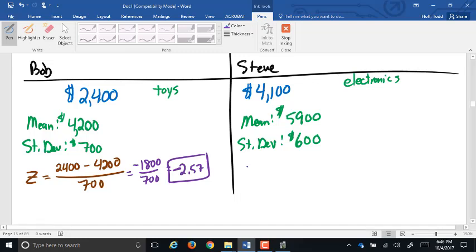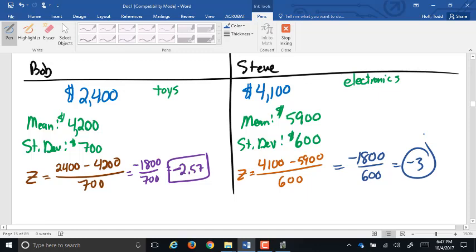Let's look at Steve. So we're going to take 4,100 minus 5,900 over 600. Steve, we subtract as a negative 1,800. 1,800 below the mean. Divided by the 600 is a negative 3. Steve is 3 full standard deviations below the mean. Bye, Steve. Chances are if Bob is performing that poorly, I might be firing only Steve right now, but I'm still looking for somebody to replace Bob too.